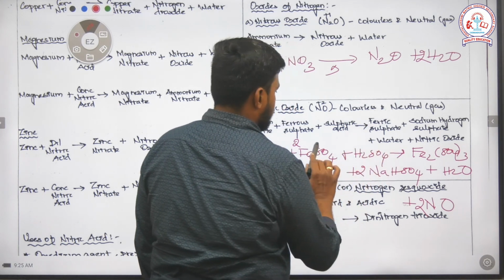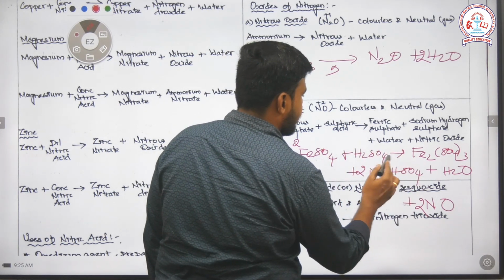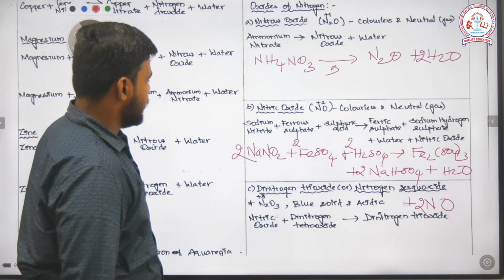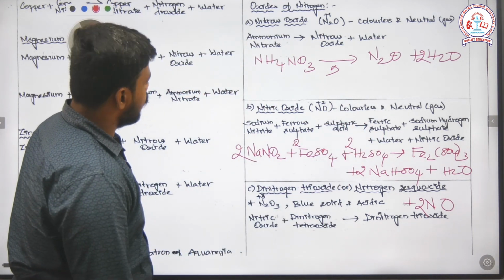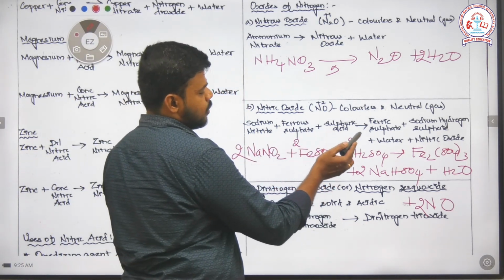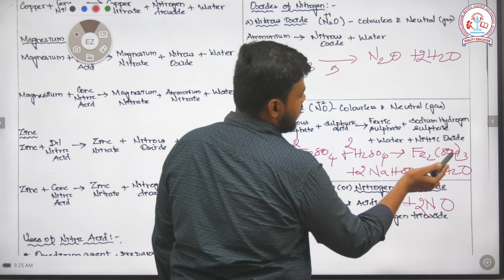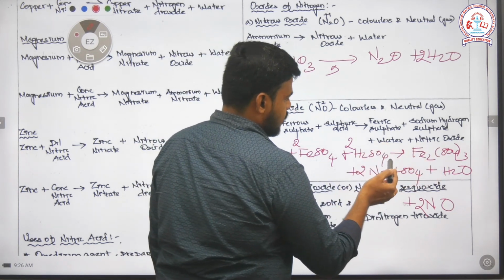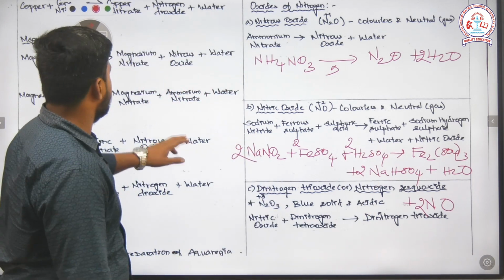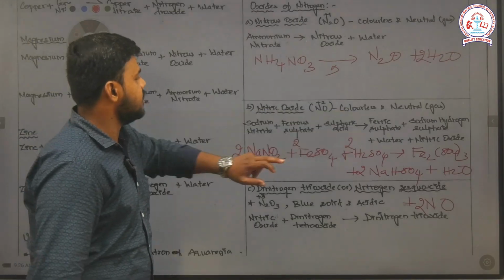Sulfur, okay. Hydrogen 4, so I need to make it as 2. So sulfur is also fine. Hydrogen I need to check. Hydrogen 4, oxygen 4 plus 8, 12, 12 plus 8, 20. Here it is 12 plus 4, yeah, almost balanced. So this is regarding the nitric oxide preparation.